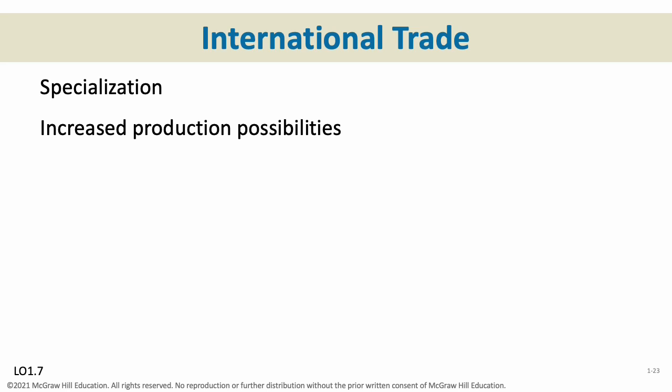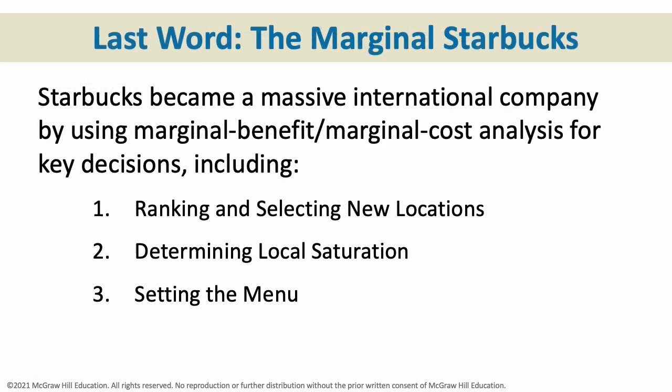It leads to growth. And finally, our last slide here, and they use Starbucks, but this applies to any big company. So Starbucks became a massive company using marginal benefit, marginal cost analysis, including ranking and selecting new locations, determining local saturation, and setting their menu. So by using this analysis, they are able to grow and be successful. Obviously, not just Starbucks does this, any large company does, but this kind of analysis is done all the time for any company that is well run.